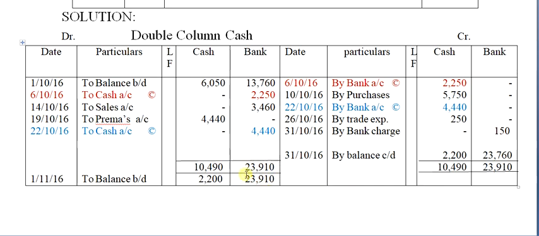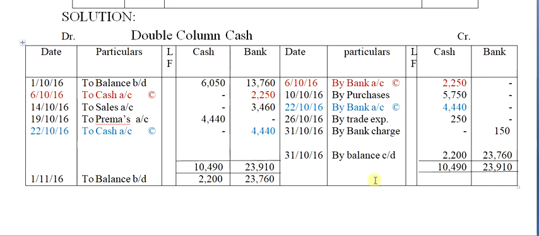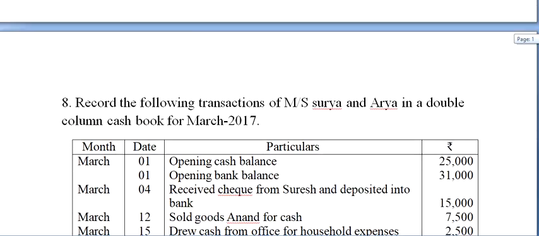In the solution part of the answer, some printing error has happened. The opening balance of the next month will be how much? 2,200 and 23,760, my dear students. After the balance, we will be getting 23,760, my dear students. This is the closing balance. The same closing balance will become the opening balance for the next month, that is 1st November 2016, my dear students. Now we can move to the 8th question.